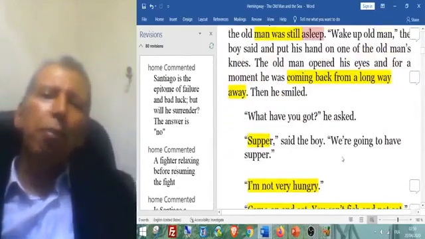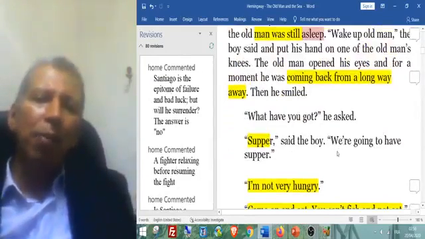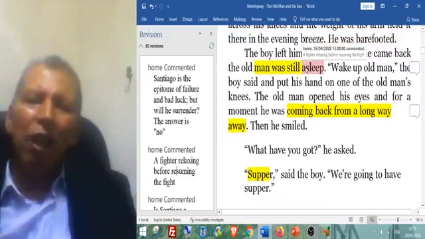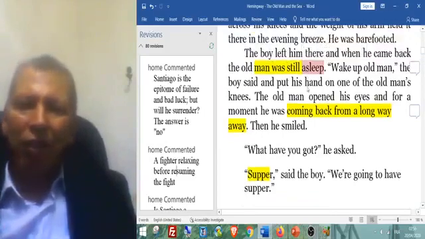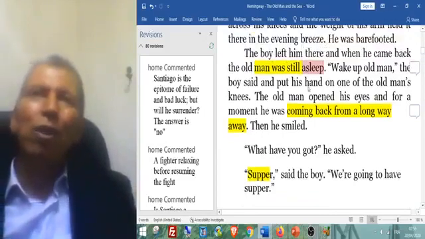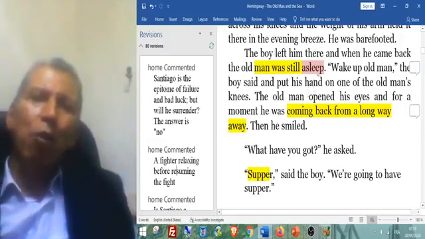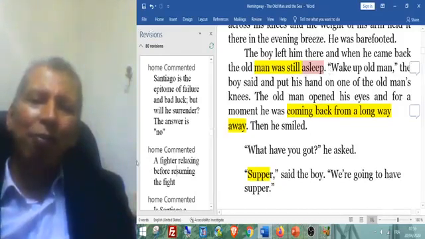Now he's asleep. He's still asleep. But this sleep is not the sleep of defeat, it's the sleep of relaxing, of a fighter relaxing before resuming the fight. Just the body is being relaxed before another bout of hard work, another bout of strife is undertaken.